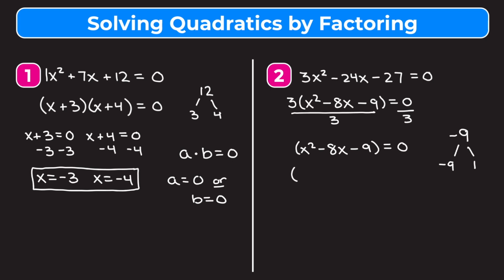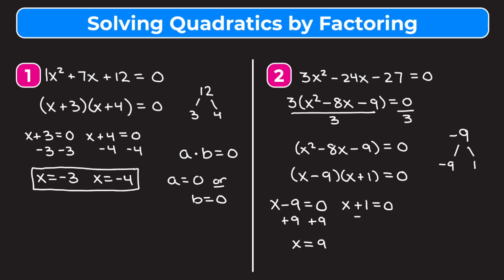Now I'm going to rewrite my quadratic as x minus 9 times x plus 1, and we know this is equal to 0. Remember, in order for our equation to equal 0, either of these factors can equal 0. So I'm going to take each factor, set it equal to 0, and solve each equation separately. On the left, we add 9 to both sides to get one solution of x equals 9. On the right, we subtract 1 from both sides to get our other solution of x equals negative 1. So x can equal positive 9 or negative 1. Let's go through some more examples.